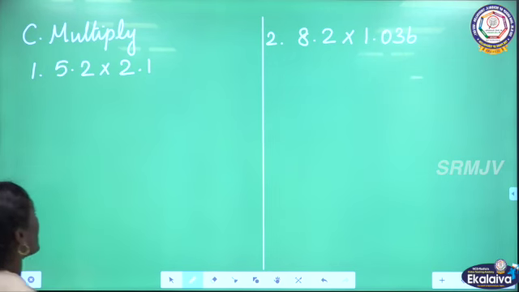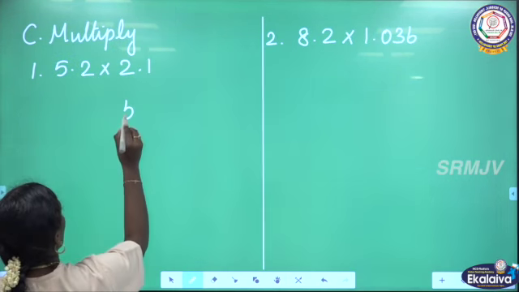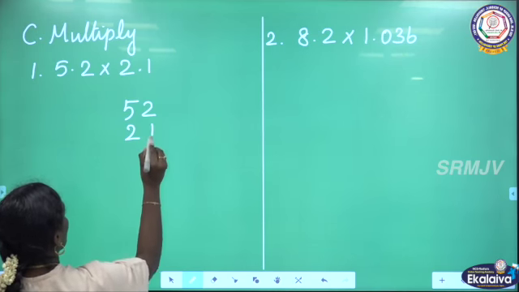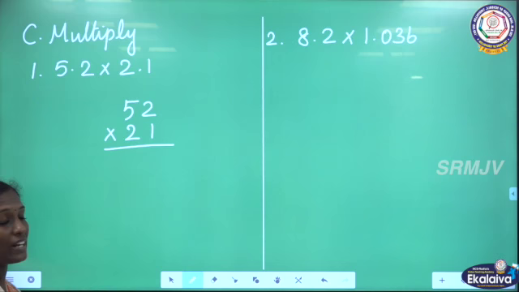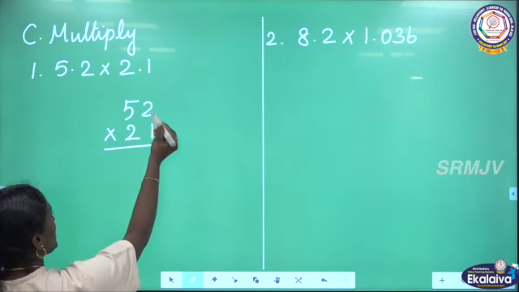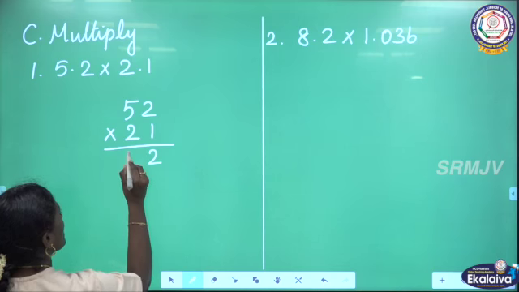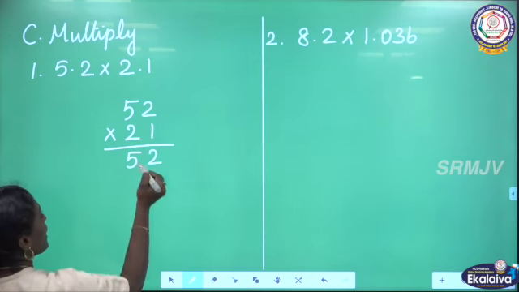The next one, multiply: 5.2 into 2.1. First we are going to find the product of the whole numbers, 52 and 21. First we have to multiply the number 52 by 1. While multiplying a number by 1, we will get the same answer. 1 into 2, 2; 1 into 5, 5.